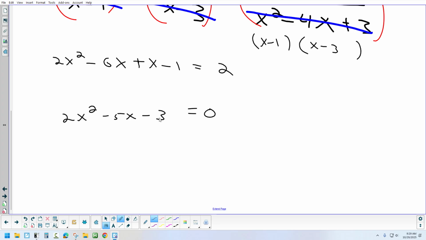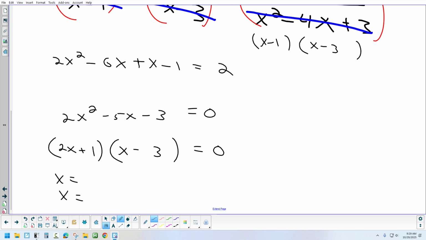Now we can try to factor it. If it works, great. If not, we'll use quadratic formula. So we would do 2x and x. We're going to need a plus and a minus. Those might have to be switched. We'll see. And we're going to need 3 and a 1. Let's check it. 2x squared. That gives you negative 6x plus 1 is negative 5. And 1 times negative 3 is negative 3. Perfect. So it factors. And we get 2 answers.